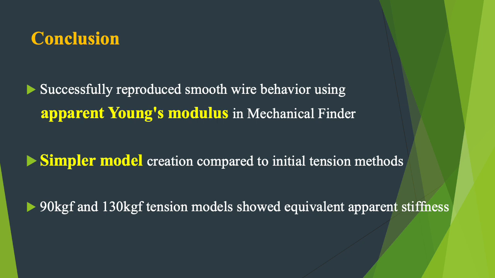Conclusion. We successfully reproduced smooth wire behavior using apparent Young's modulus in Mechanical Finder. This method offered simpler model creation compared to initial tension methods. Our result shows that 90 kgf and 130 kgf tension models demonstrate equivalent apparent stiffness.